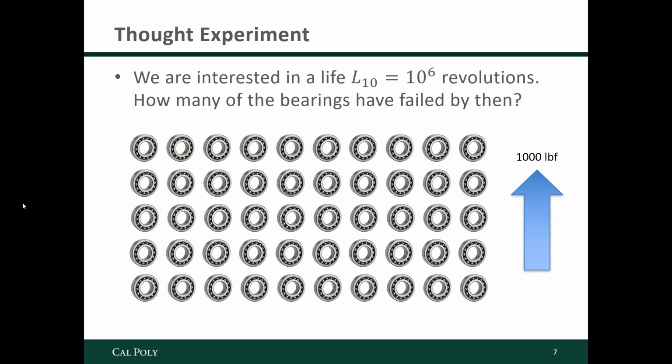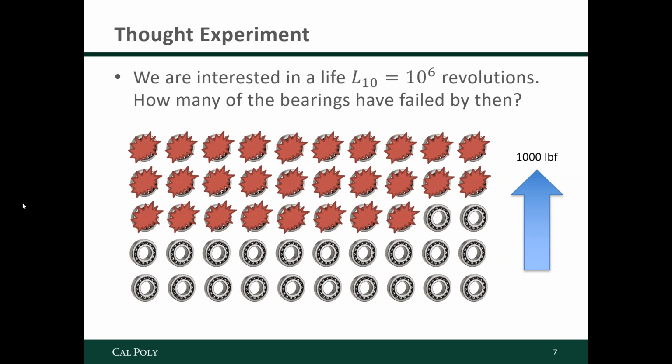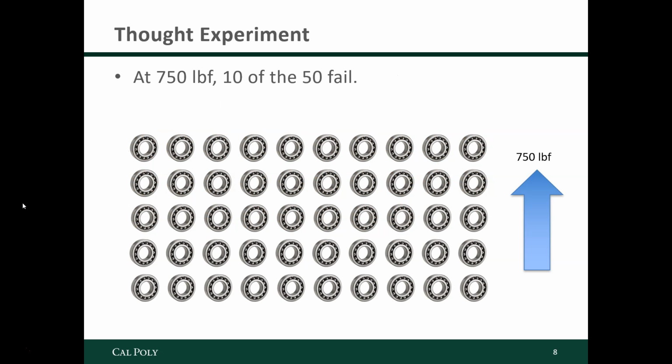We might do that experiment, and we find that this many of these bearings have failed. I guess that's 28, because I've got 50 here. 28 of the bearings have failed. At 750 pounds, only 10 of them have failed. And if we lower the load further to 500 pounds, only 5 of those 50 fail. And that is a special number, 5 of the 50, that's 10%. That is what manufacturers shoot for when they're specifying loads and lives.